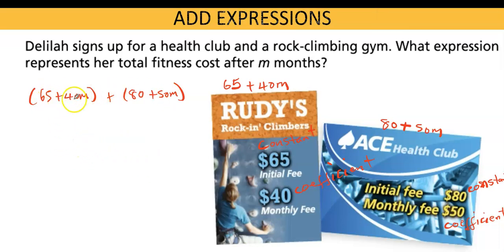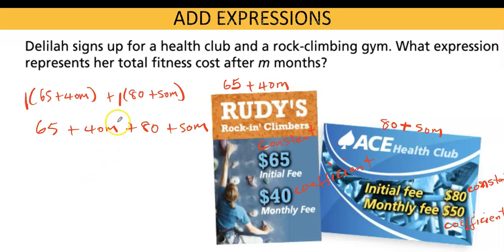Alright, so here we have both expressions. We can proceed to add. Alright, so let us put the invisible one that is outside these parentheses. So we'd have to multiply all the terms inside the parentheses by 1. So we get 65 plus 40M plus 80 plus 50M.